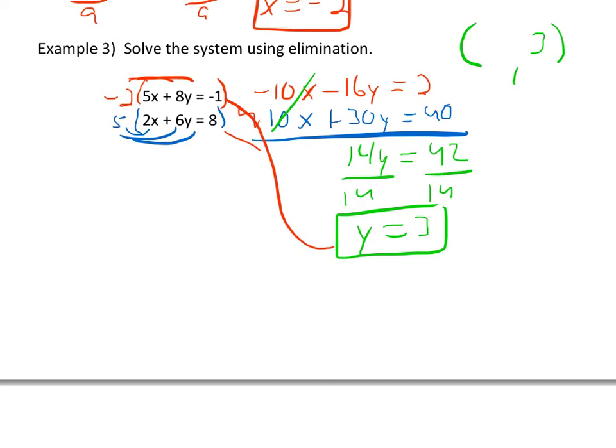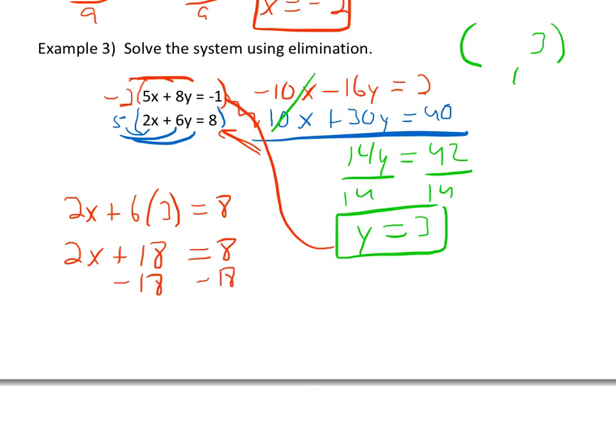I'm going to solve this one here. So 2x plus 6 times 3 equals 8. 2x plus 18 equals 8 when you multiply. Subtract 18, and 2x equals a negative 10. Divide by 2 to finish, and x is equal to a negative 5.